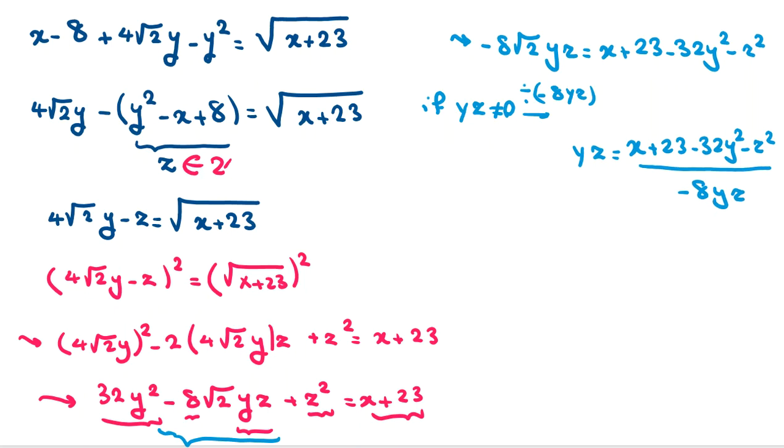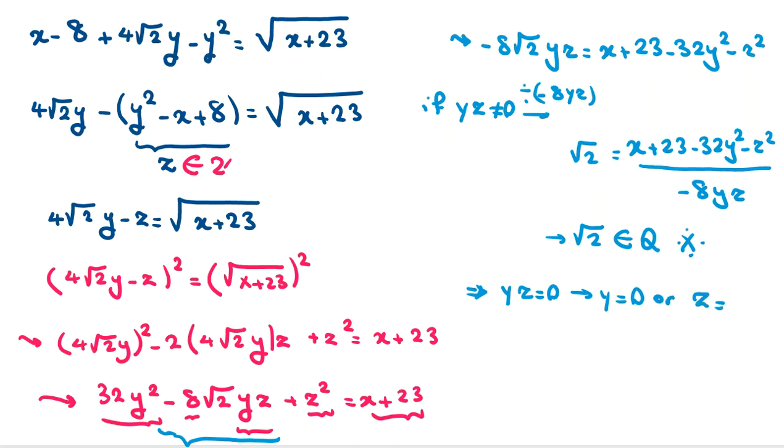Now it is integer over integer. So root 2 is integer over integer, so root 2 is a rational number. Contradiction, root 2 is an irrational number. So we conclude yz equal to 0. So we conclude y equal to 0 or z equal to 0. Now, let's check these two cases.